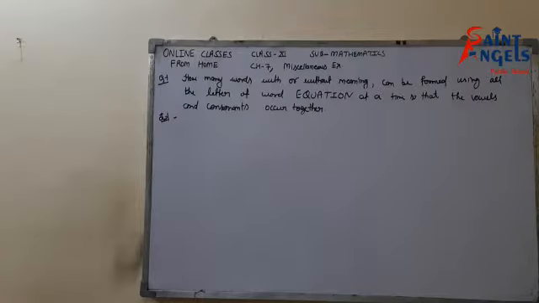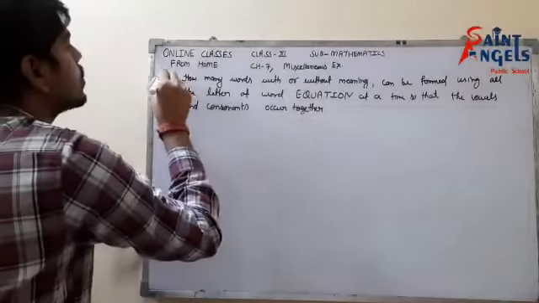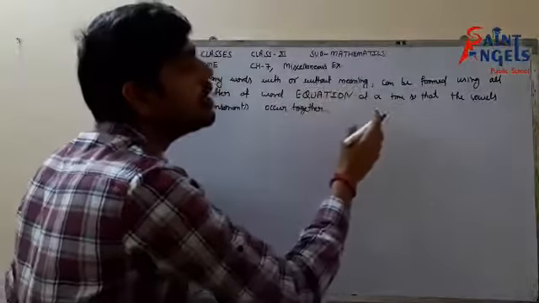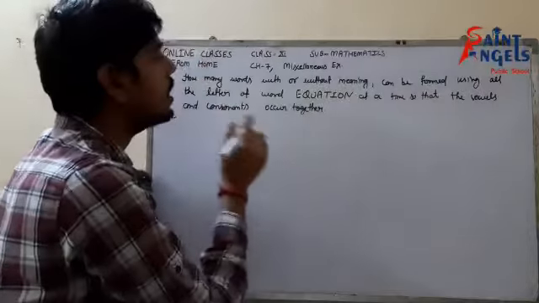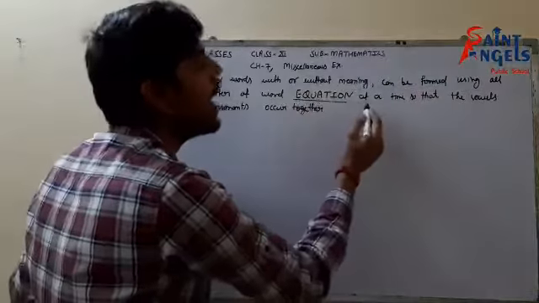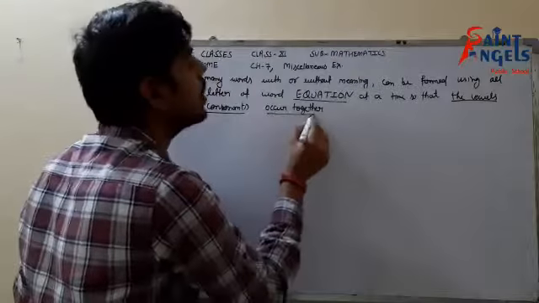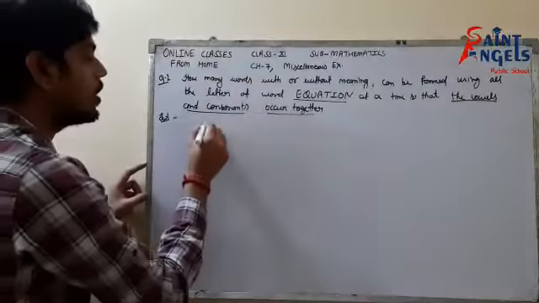Students, now look at question number 2. Question number 2 is, how many words, with or without meaning, can be formed using all the letters of the word equation at a time so that the vowels and consonants occur together? Okay, so we have the word equation.